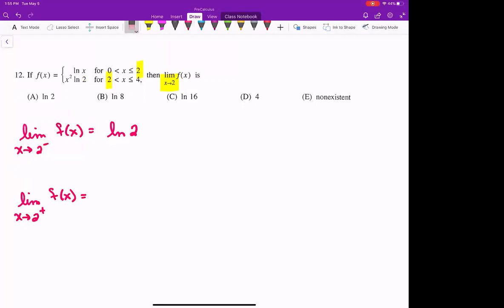All right, approach 2 from the right-hand side. So that'll be this second one here. So I can just do a direct substitution. So that'll be 2 squared times the natural log of 2. Forgot my 4. That'll be 4 times the natural log of 2. And they are not going to the same place. Limit does not exist, or on this particular exam, they said non-existent. Again, that's just a language thing in textbooks.